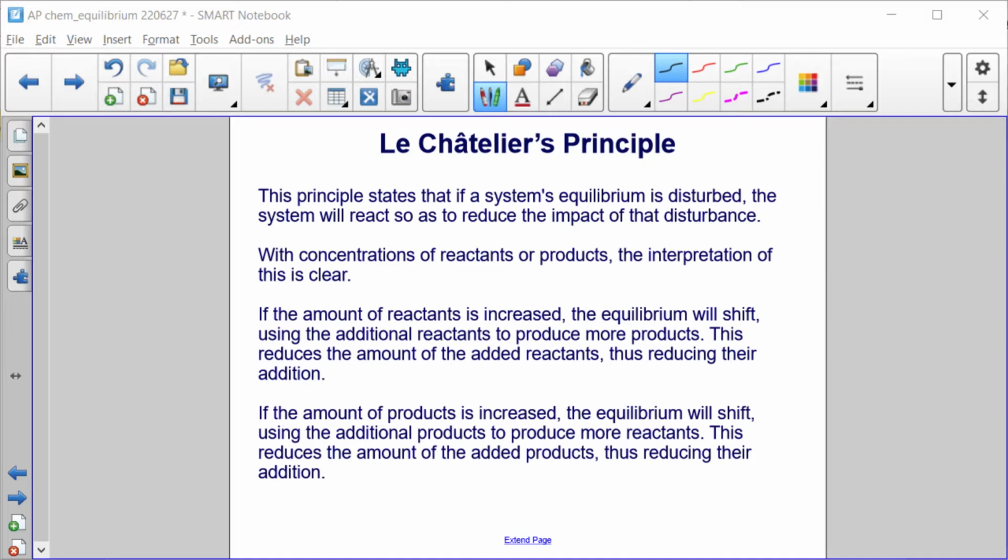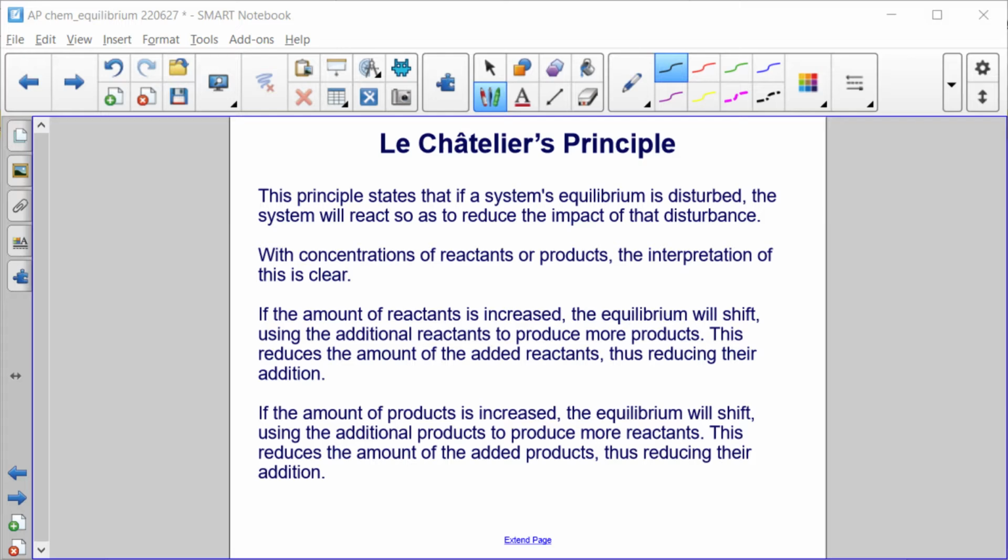This principle states that if a system's equilibrium is disturbed, the system will react so as to reduce the impact of that disturbance. With concentrations of reactants or products, the interpretation of this is clear. If the amount of reactants is increased, the equilibrium will shift using the additional reactants to produce more products. This reduces the amount of the added reactants, thus reducing their addition.